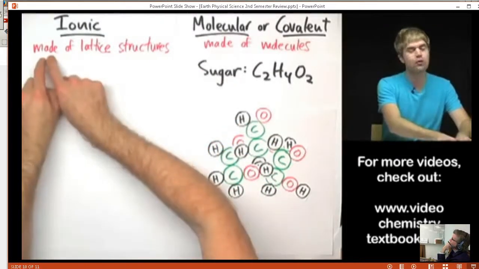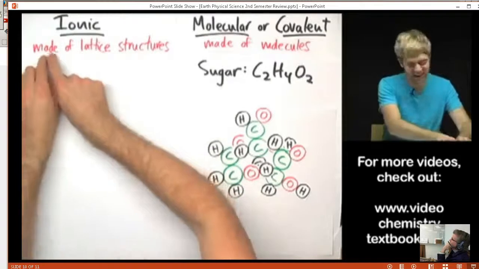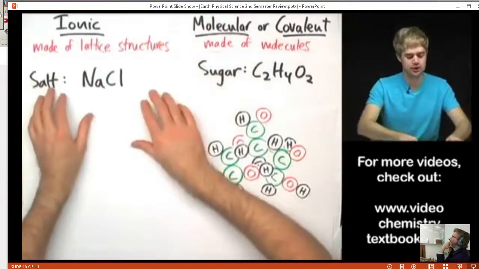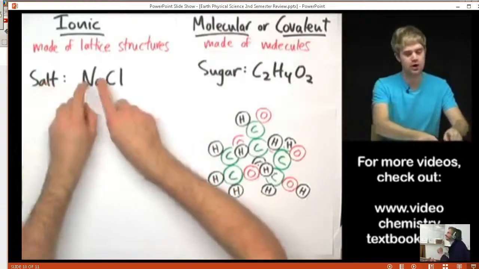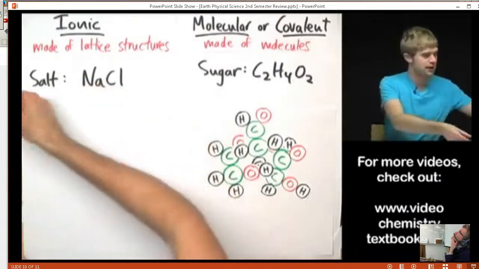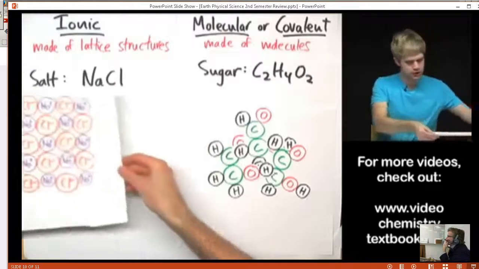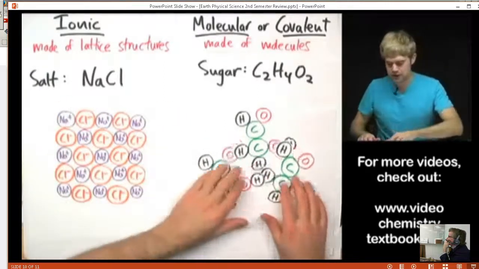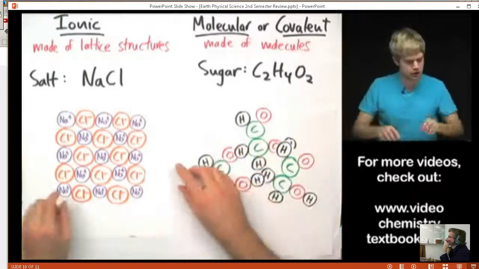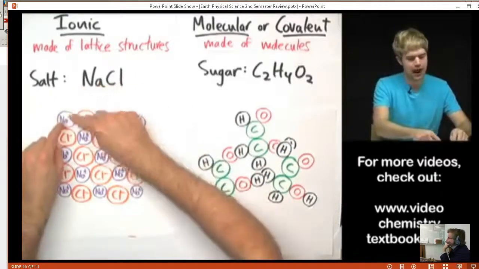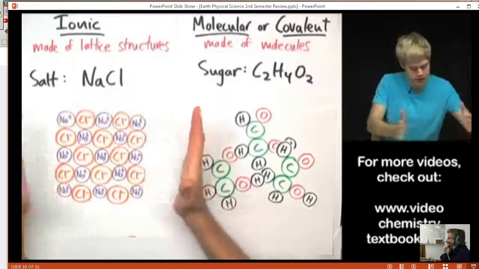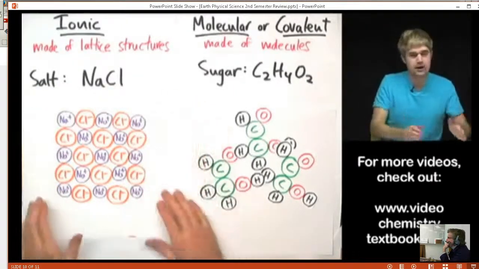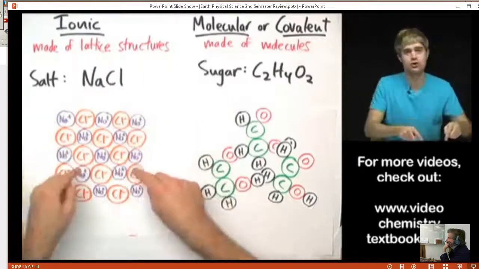They're made of what we call lattice structures. And here's what lattice structures are. The example I'm going to give you is salt, which is sodium chloride, table salt. And the lattice structures of sodium chloride look like this. Look how different this is from the molecules that make up sugar. You just have the sodium and the chloride atoms stuck together in this sort of very organized box-like shape. This is what a lattice structure is.